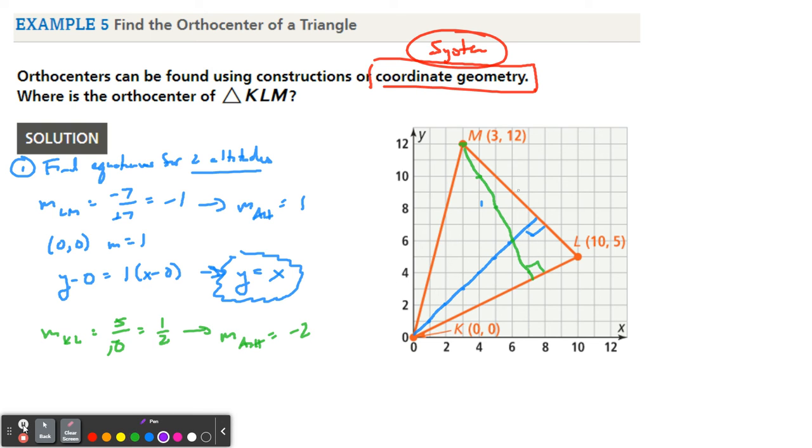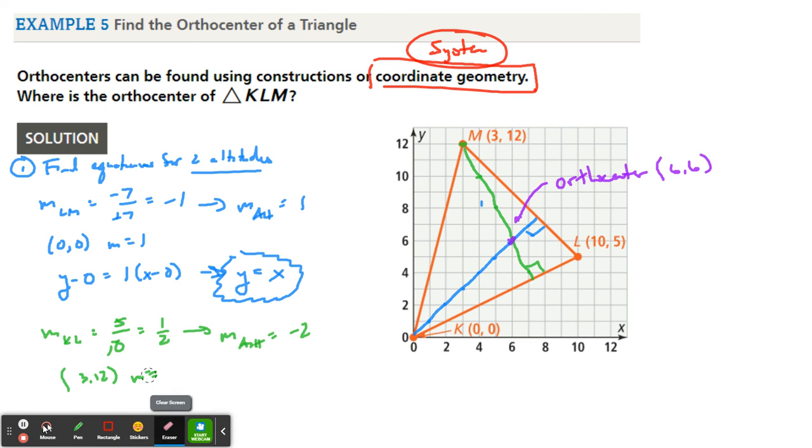Now, I have my orthocenter. It's right here. It looks like the orthocenter could be at the point 6, 6. But I want to verify using algebra. Okay, so let's create this equation. So the point I have is M at 3, 12. And I have a slope of -2.